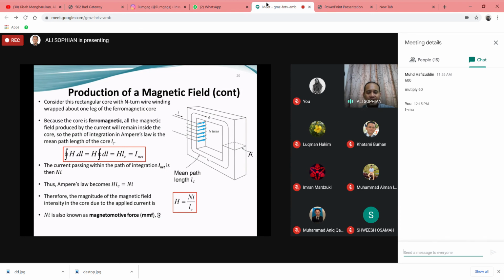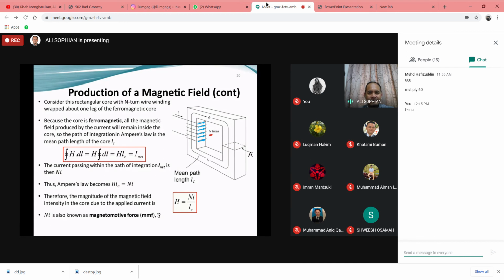Now we have this core, and here you see that we've got some windings of coil. So we've got a coil with N number of turns.